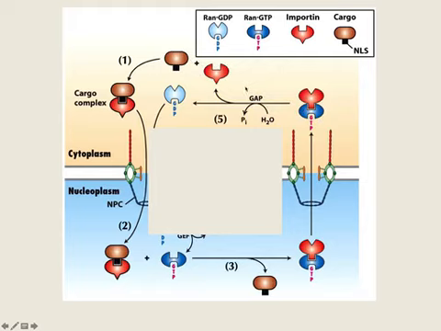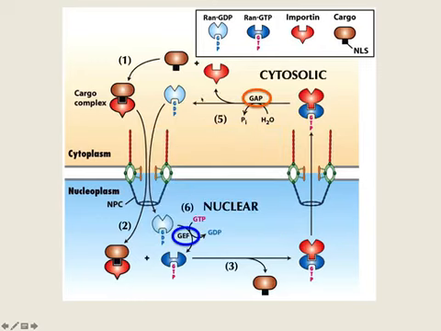But now we have to recycle something else, and that's the RAN, the GDP bound form. And it just comes back here. But the last point I'm going to make is not only do these proteins shuttle in and out of the nucleus, they also have to shuttle between GTP bound and GDP bound. And for this to work, you may appreciate that the GTP bound form must be on the nuclear side, the GDP bound form on the cytosolic side.